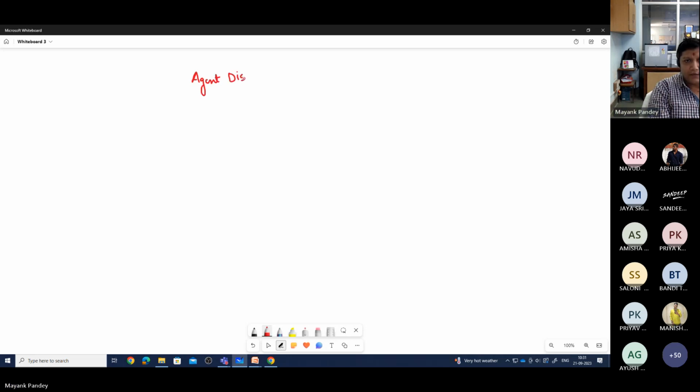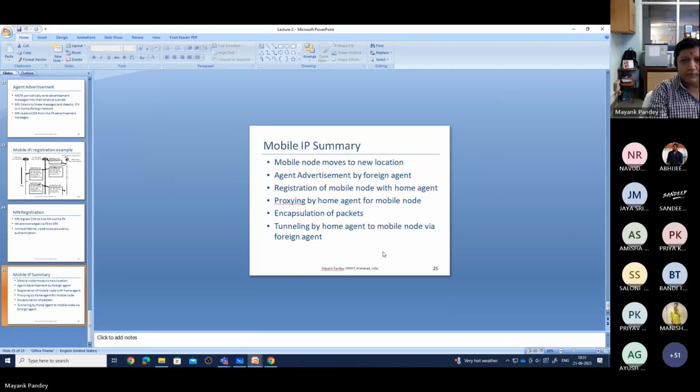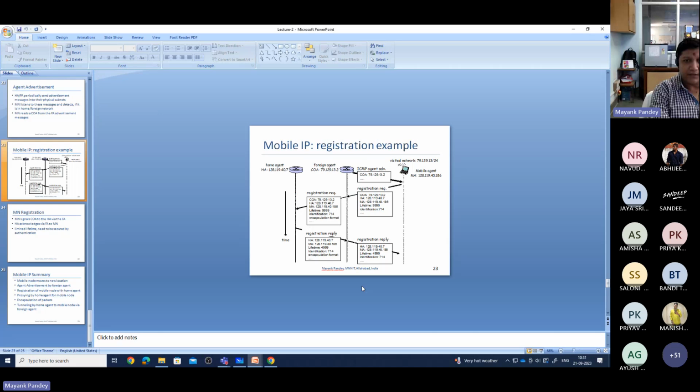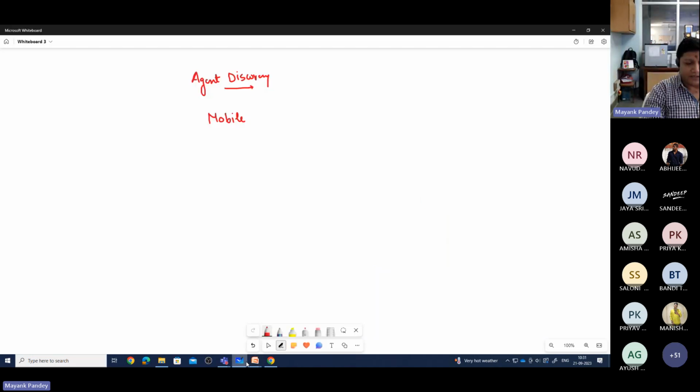Agent discovery. What the mobile IP standard has done, and all these things are described in the RFC of mobile IP. The RFC number is 3344. All these processes are described in RFC 3344.